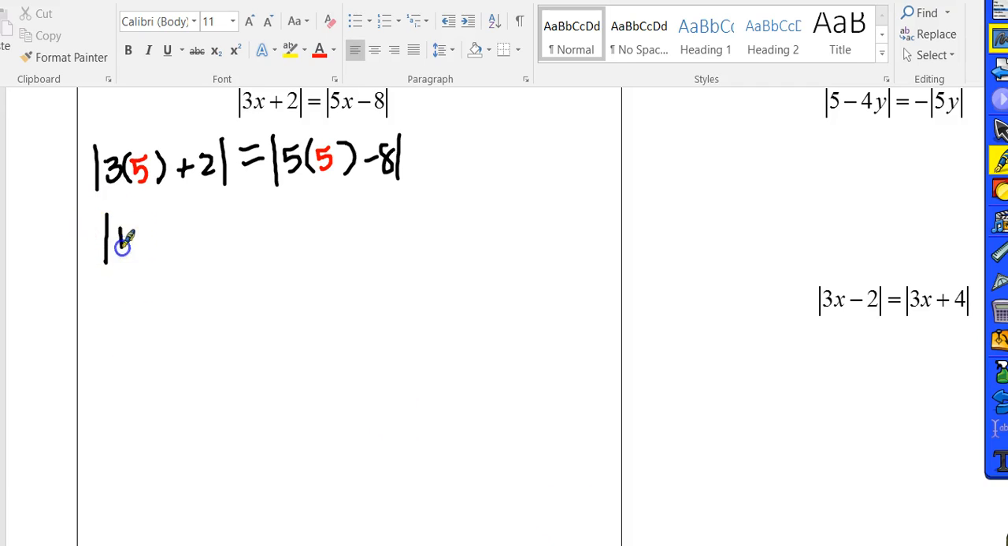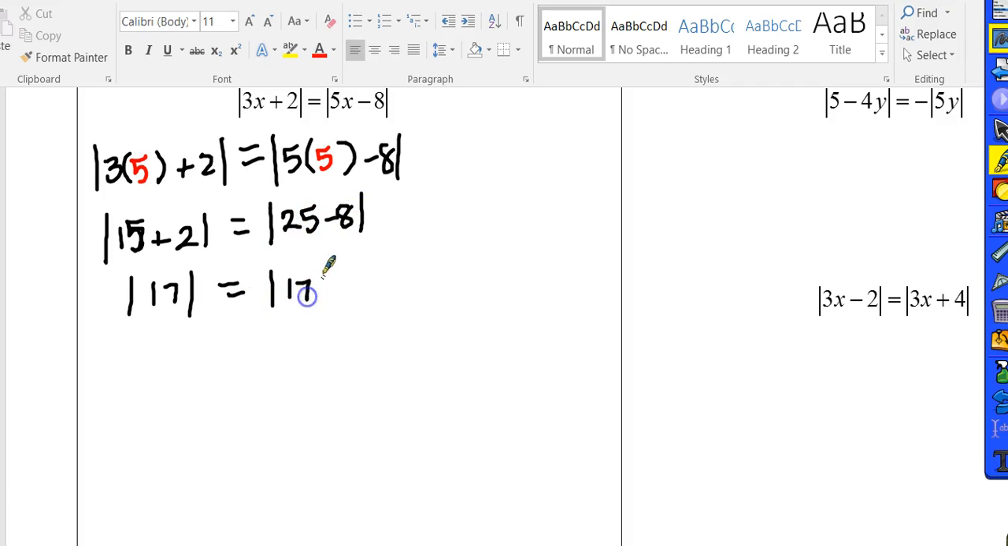So plugging that information in, we'll simplify that. So we get the absolute value of 17. That's not 17, that's 15. I'm doing the math in my head. 15 plus 2, which gives us the absolute value of 17. Just finish that one up. On the right side, we get 25 minus 8, which is also 17. So you'll see that they are the same when I kept the problem exactly as it originally was.